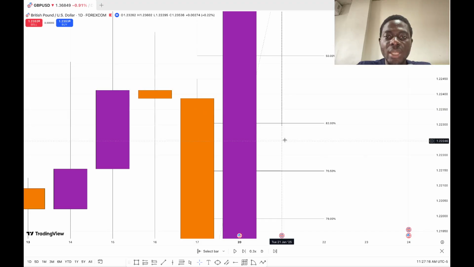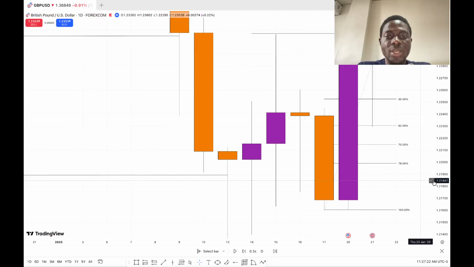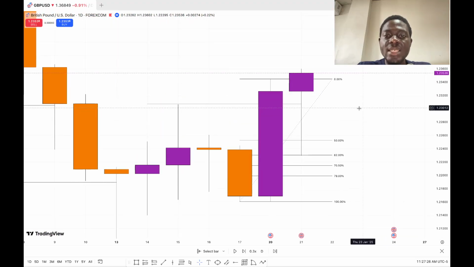And then look at what price did. Immediately it came all the way down, tapped into this level. That's the wick over here, the line over here. You can see that at the 62% level, immediately it tapped into that level, it started rising up again. And then where did it rise to? It rose all the way up and then took out this liquidity.